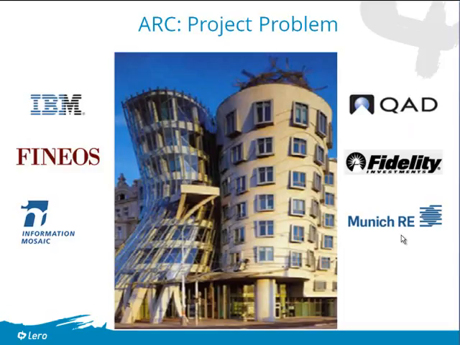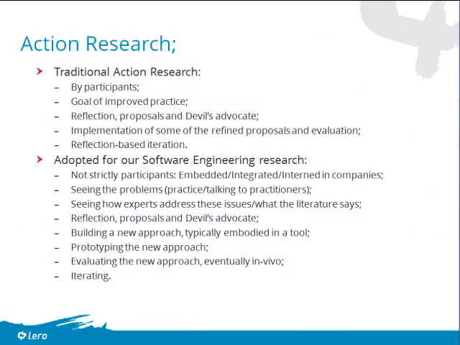Before we get into the actual research work we're doing, I just want to talk for a second about the research approach we use, which is called action research. Action research traditionally referred to a process where participants would try to improve their practice. They do this by sitting back and reflecting on what they were doing, what was going wrong for them, and the problems they faced, to see if they could come up with proposals that might improve practice.